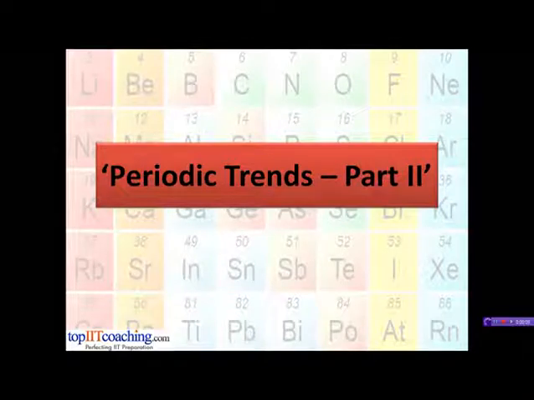Today we are going to begin with periodic trends, second part, in which we are going to discuss periodic trends in various properties such as electronegativity, valency, electropositive character, that is metallic character, and electronegative or non-metallic character in elements, and some examples based on the concepts we have discussed so far or are going to discuss in this session.